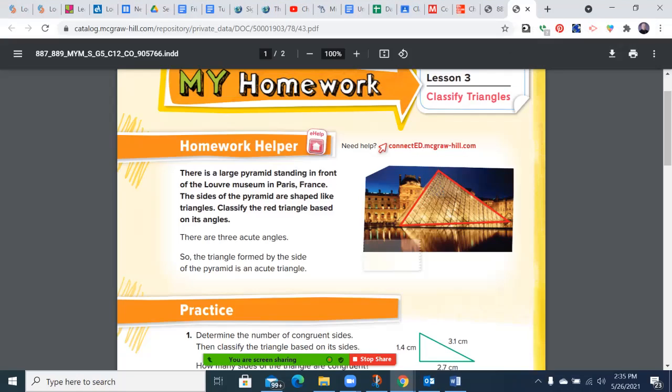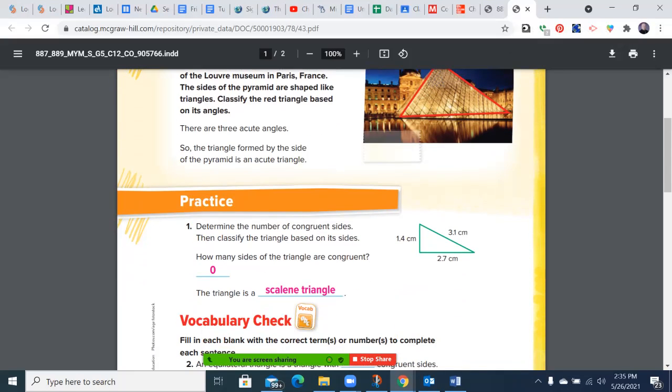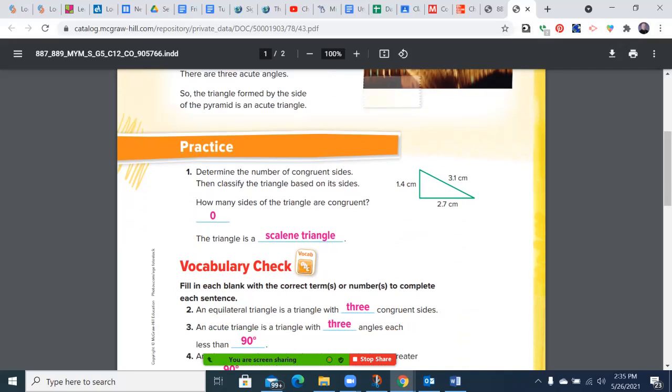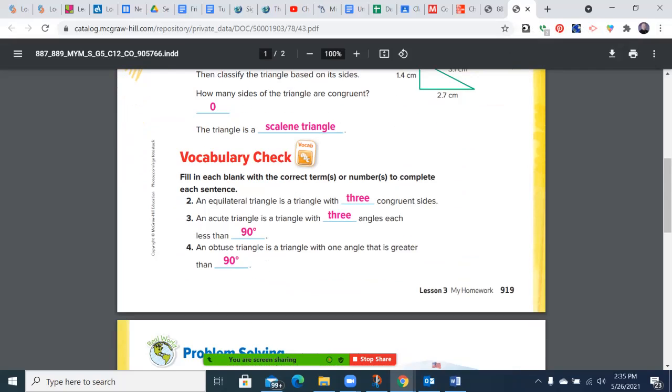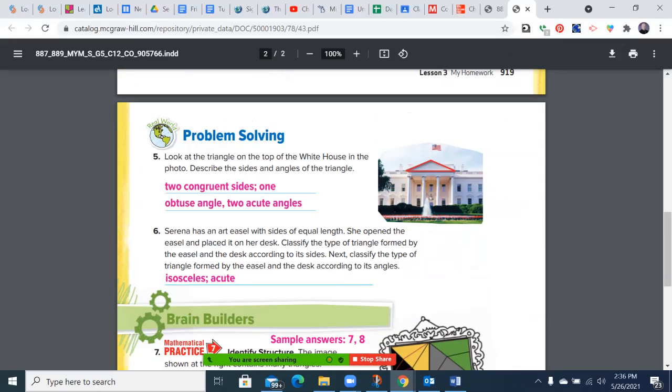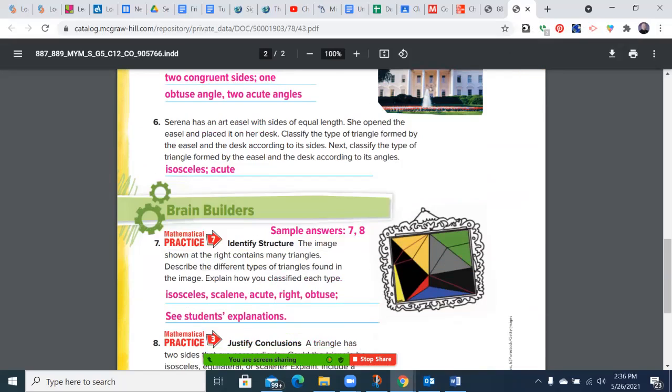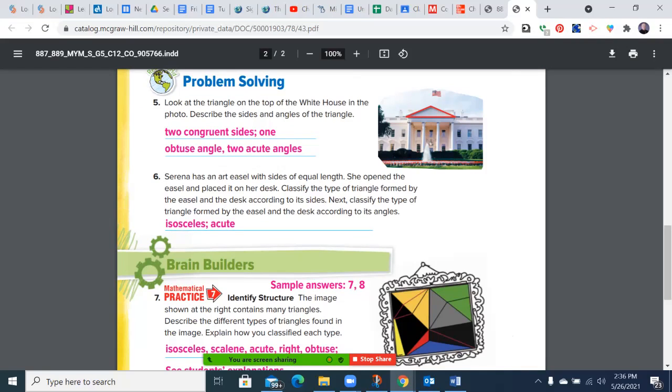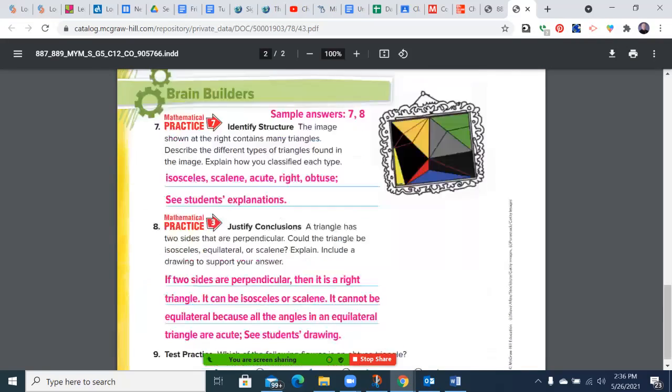All right, we'll begin by looking at our previous session where we were classifying triangles. On this one, we looked at how many sides were congruent. A triangle with 0 congruent sides is scalene. Vocabulary check: an equilateral triangle has 3 congruent sides. An acute triangle is a triangle with 3 angles, each less than 90. And obtuse has 1 that's greater than 90. Looking at this, there are 2 congruent sides, 1 obtuse angle, 2 acute angles. So you're listing all the attributes. And it's isosceles because it has 2 congruent sides, and acute because they're all acute.